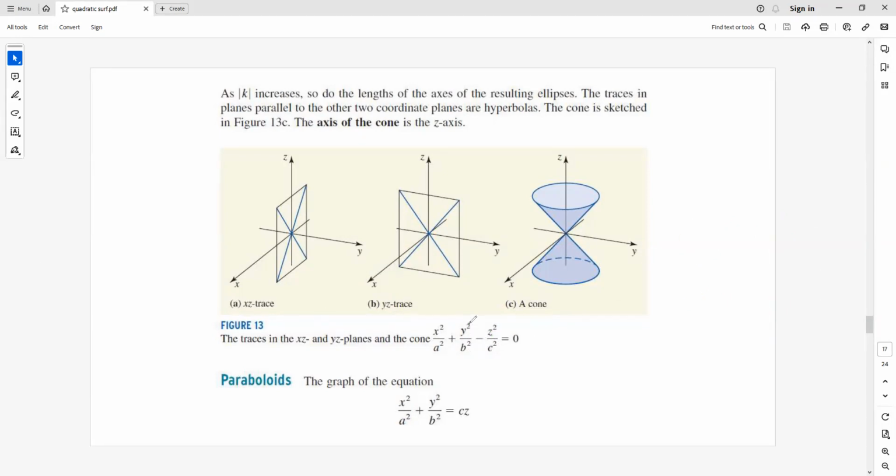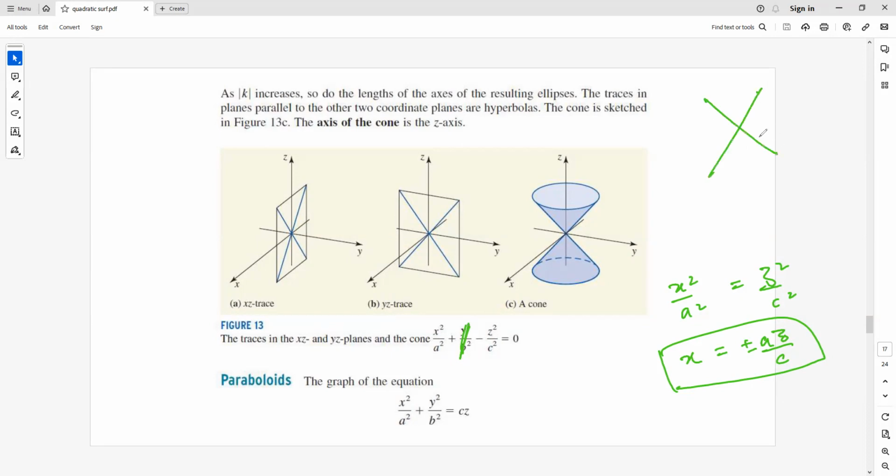So for the xz trace, we will remove this, so it will be x squared over a squared equals z squared over c squared. So it will be x equals plus or minus az over c. So this represents a pair of straight lines. These will be straight lines like this on the xz plane, because it's plus az over c and minus az over c. So the slope, if we compare y equals plus or minus mx, we can see that the slope is positive and negative.